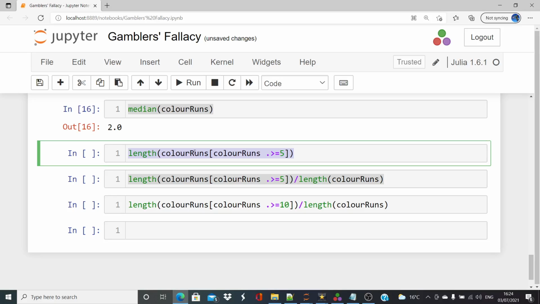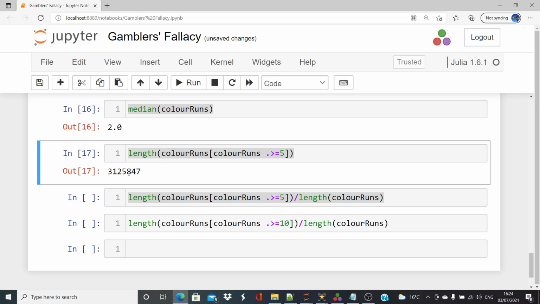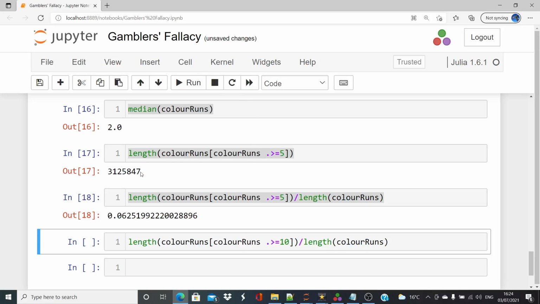Now, that's it. So essentially what we're going to do here is manage our curiosity a bit. See what would the proportion of runs, how many runs were greater than 5? Okay, so out of the 50 million runs, about 3 million were longer than 5. So it's not uncommon to have runs greater than or equal to 5. Okay, let's try that again. See what that turns out to as a percentage.